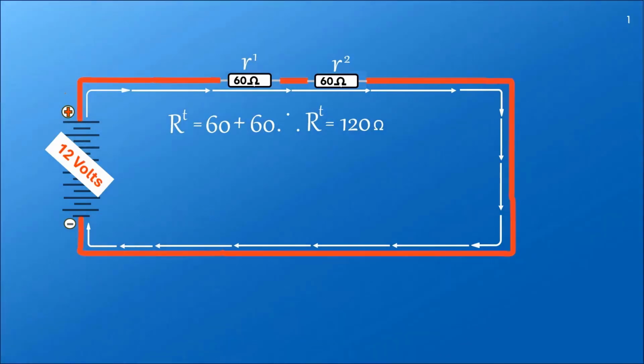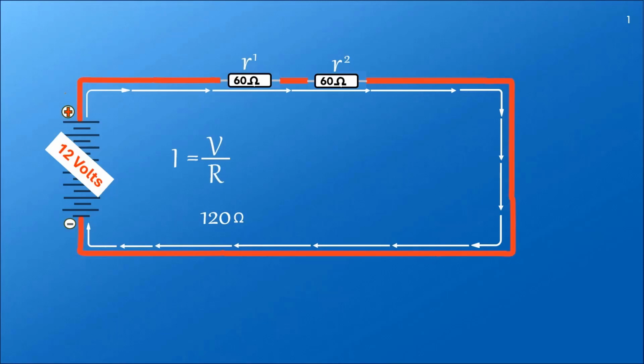So the circuit resistance has doubled. It is now 120 ohms. Let's park that figure down here and let's see how it affects the current flowing in the circuit. Once again, we go back to our formula. I equals V over R. We know that voltage is 12 volts, but this time the resistance is not 60, it is 120. Let's put that number in.